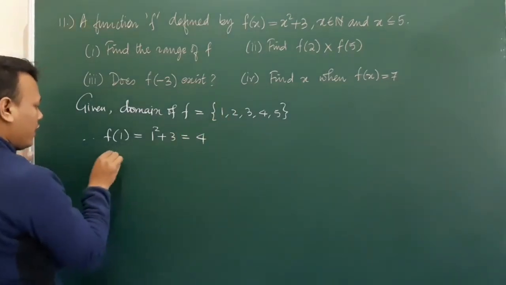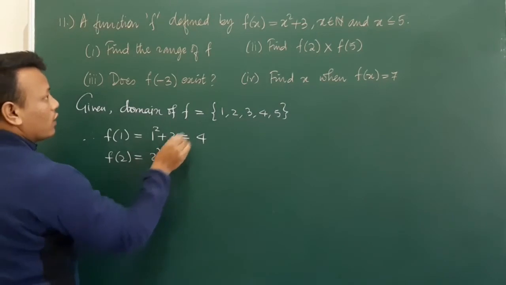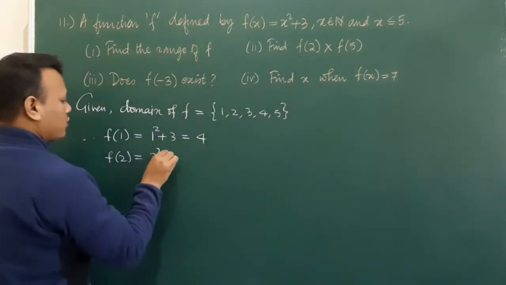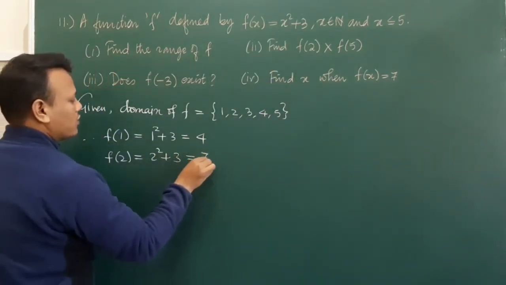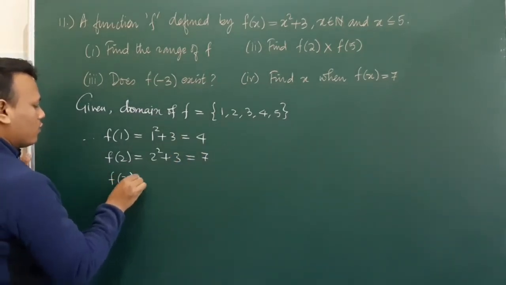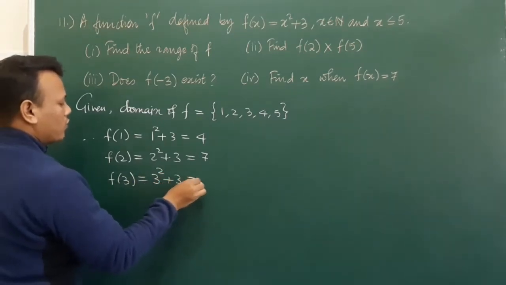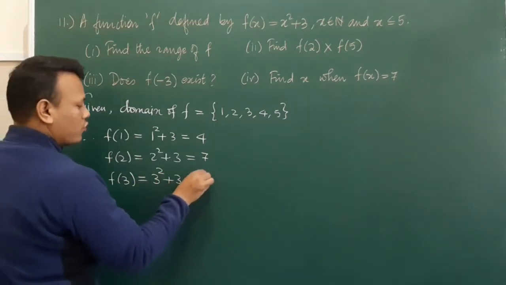Similarly we have f2. So f2 will be 2 square, that is x square is 2 square plus 3. So 2 square plus 3 is 7. Okay. So we have f3. So this is x square, that is 3 square plus 3. So 3 square is 9, 9 plus 3 is 12.